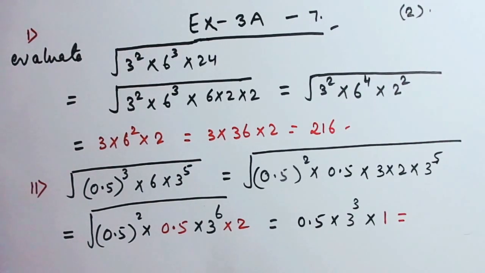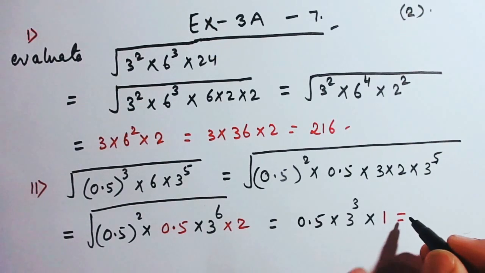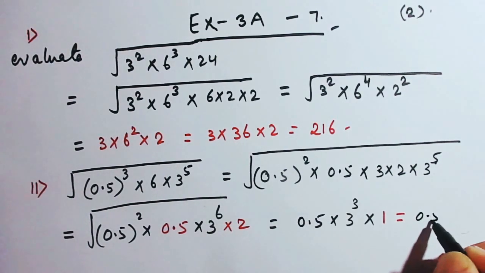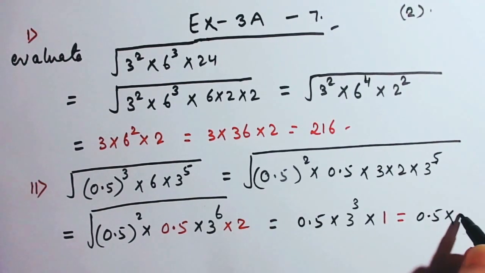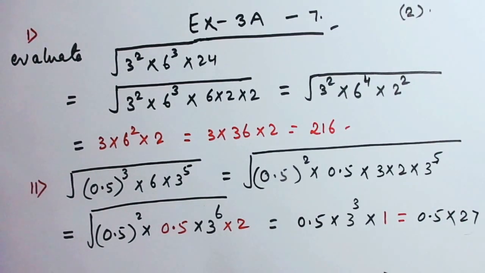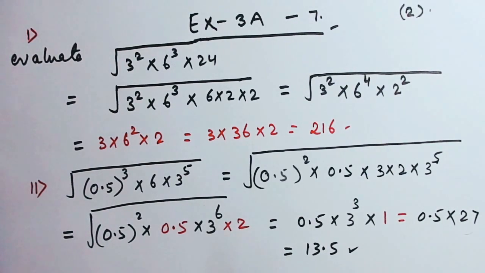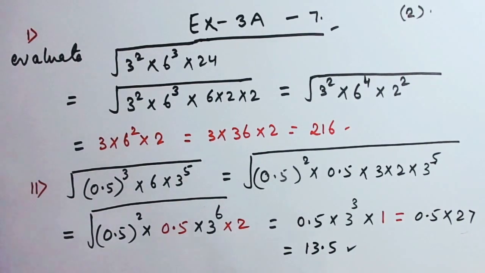See, so beautiful. So this will give you how much? 0.5 multiplied by 27. So 0.5 multiplied by 27 is equal to 13.5 as our solution. Oh my god, so beautiful. Okay, moving on to the next one.